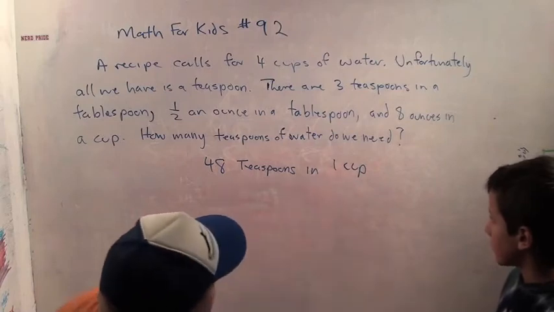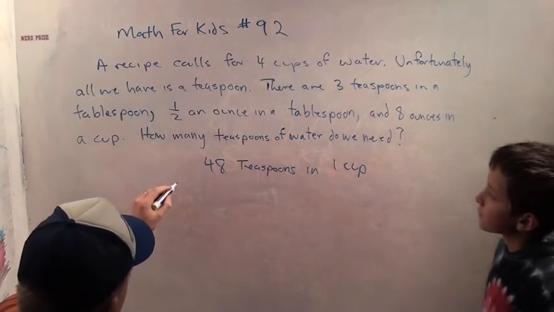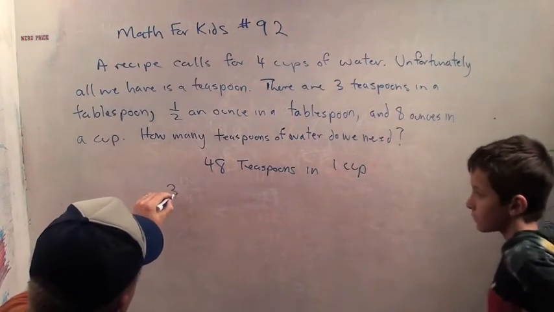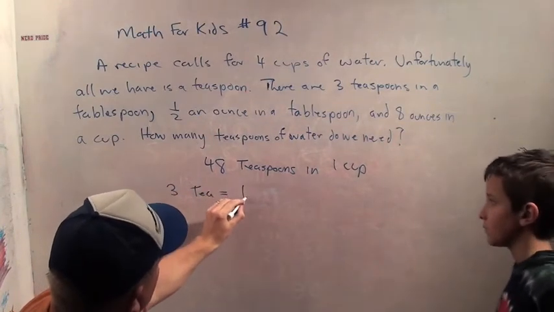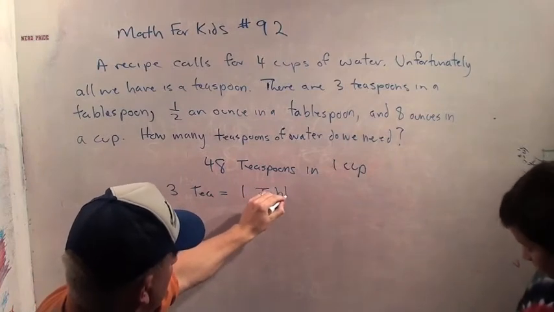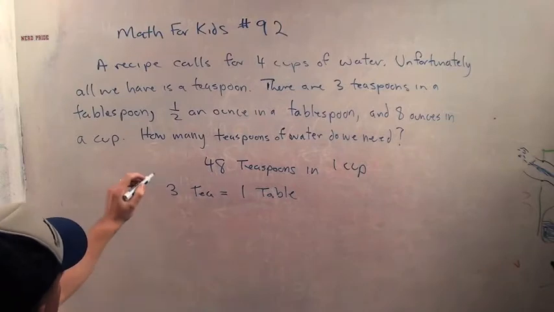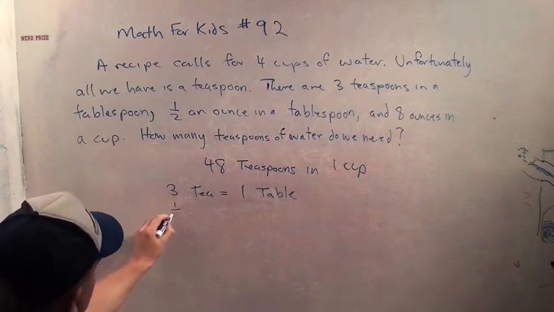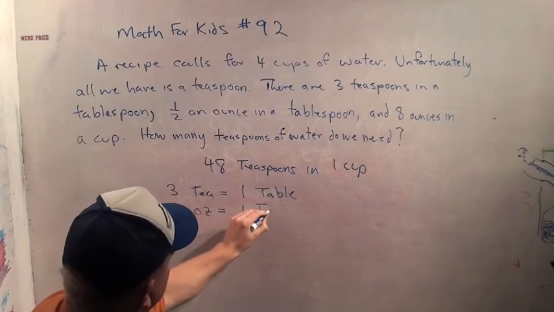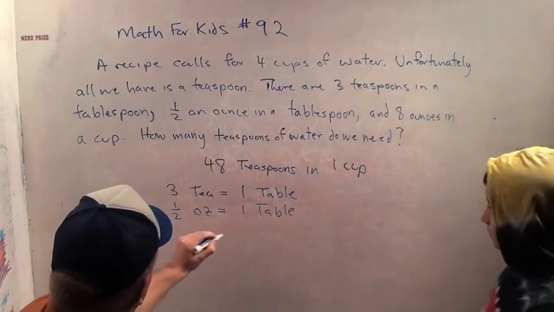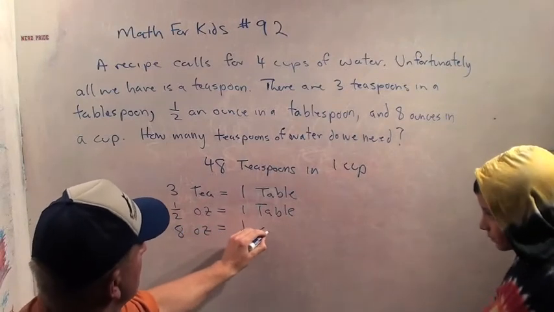Okay, hold on one second. Let's show how we got there. There were 3 teaspoons in a tablespoon. I'll write T equals 1 tablespoon. Let me just check that I'm still on camera. 3 teaspoons is 1 tablespoon. Half an ounce equals 1 tablespoon. And 8 ounces equals a cup.